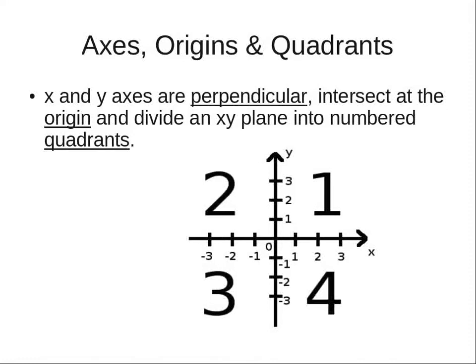Axes, origins, and quadrants. The x and y axes are perpendicular. That means, remember, that they form right angles. They intersect at a point that's referred to as the origin. And they also divide an xy plane into 4 quadrants. Quadrants are regions of the xy plane. Those quadrants are always numbered the same way, and you can see that numbering in the diagram in front of you.